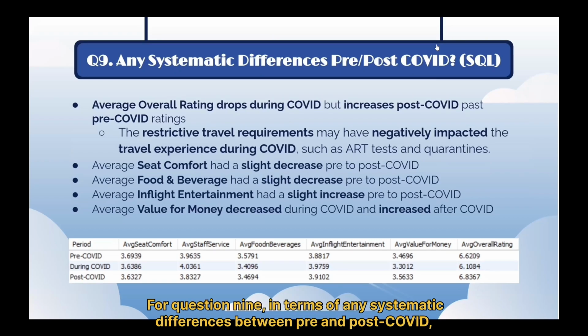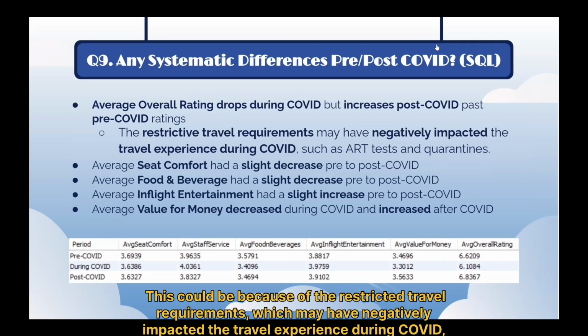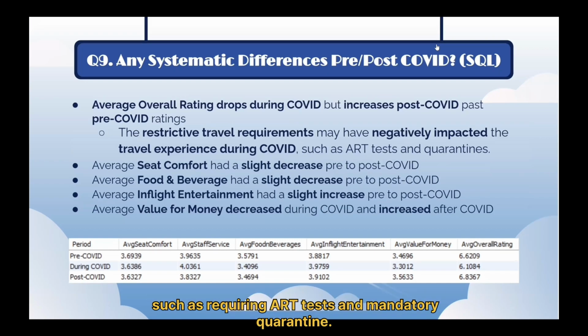For question 9, in terms of any systematic differences between pre- and post-COVID, average overall ratings drop during COVID but increase post-COVID past pre-COVID ratings. This could be because of the restrictive travel requirements, which may have negatively impacted the travel experience during COVID, such as requiring ART tests and mandatory quarantine.